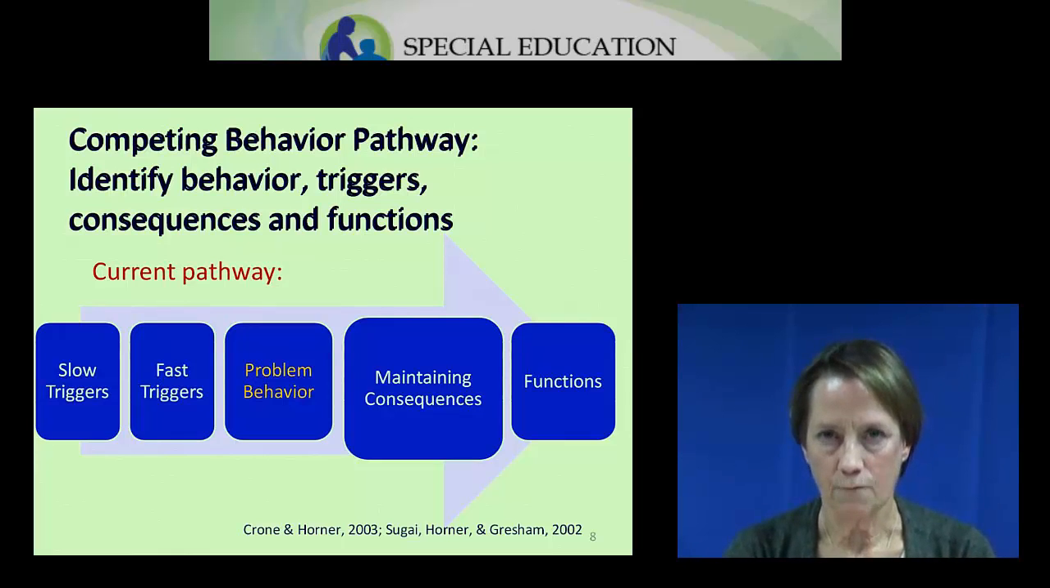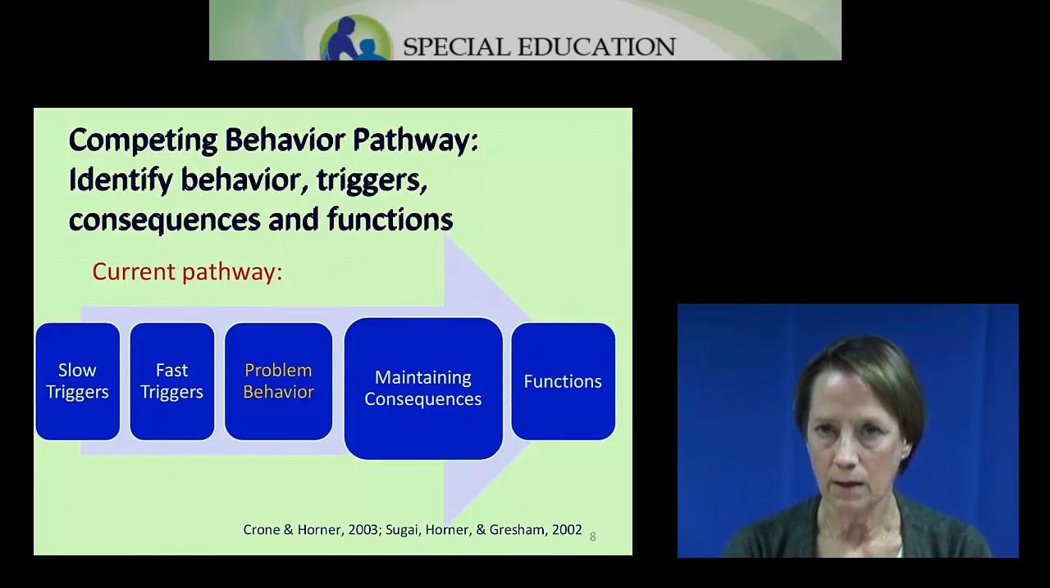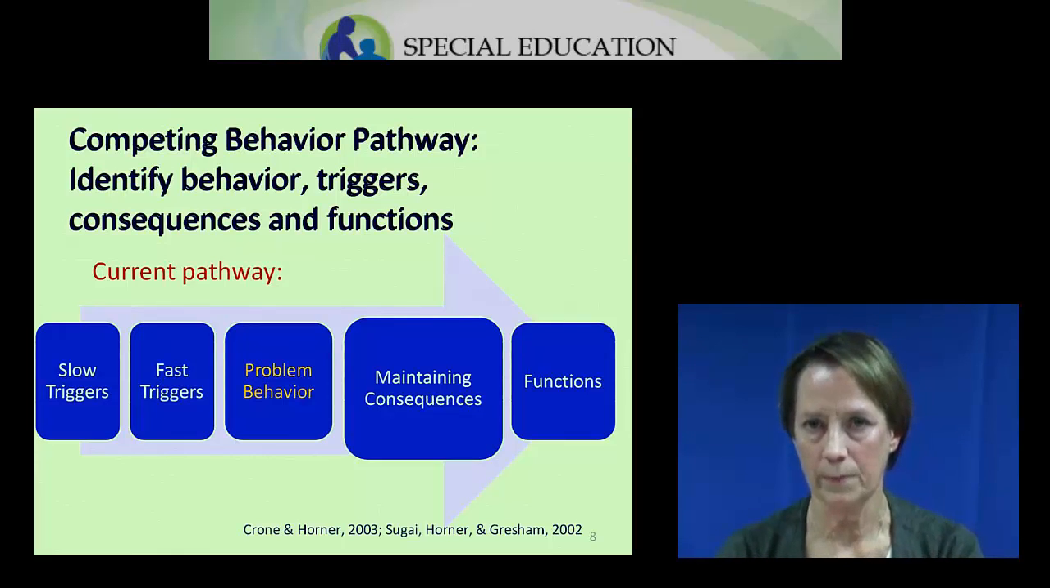What we want to do is use our functional behavioral assessment, which we talked about earlier in webcast number 3, to identify the pathway that leads to challenging behavior. So I'll just briefly review this. We want to look at slow triggers and fast triggers that set the stage and then immediately precede the problem behavior that we're interested in. We want to look at maintaining consequences. What are the things that increase the likelihood that a behavior will occur again? And then we want to look at the functions. What are the needs that the student is meeting through the challenging behavior? Again, if you want more information on this, please look at webcast number 3.